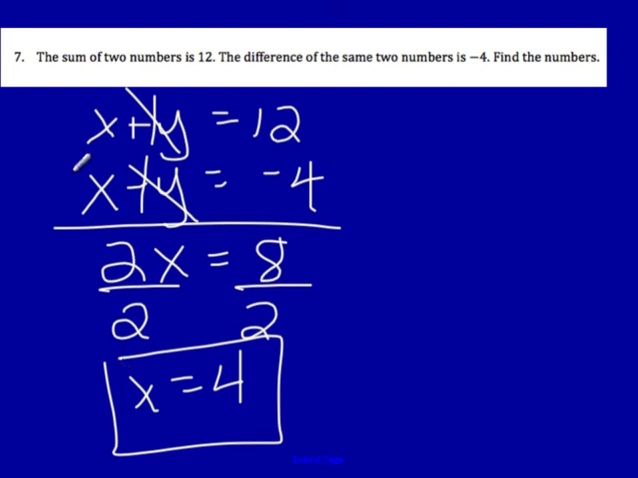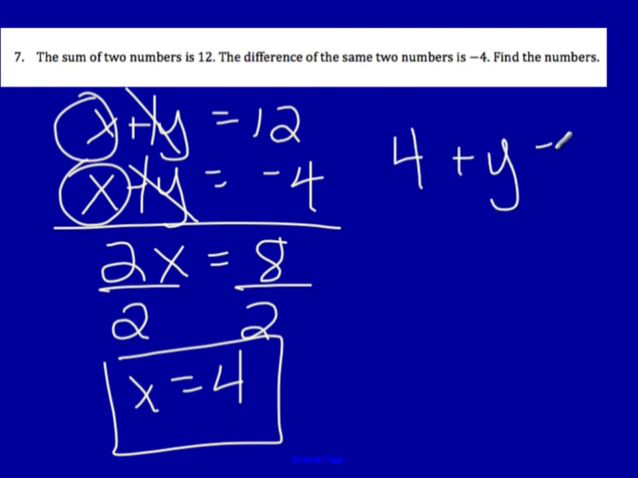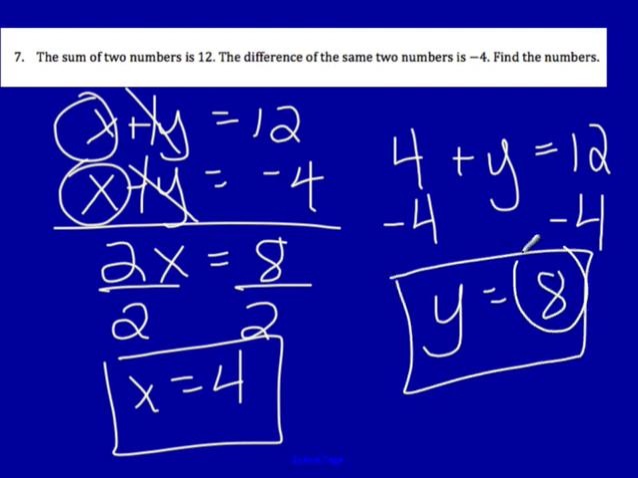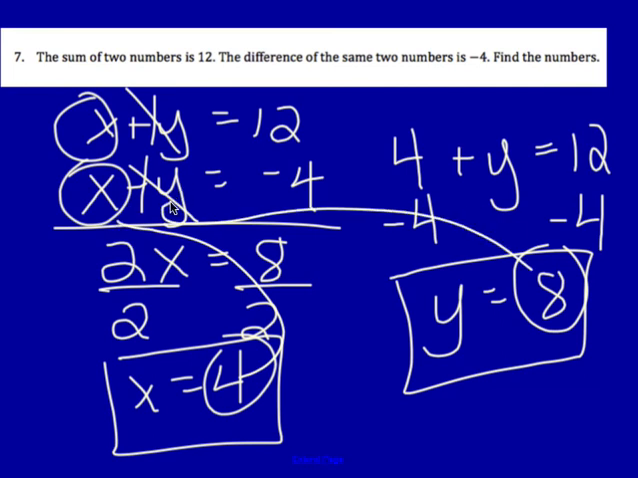Now we need to get the second number, so I can plug it into either one of my equations. I'm going to plug it into the top. So I take x out and I put 4 in instead. So I have 4 plus y is equal to 12. So now to solve for y, I'm going to subtract 4 from both sides, and I'm going to get that y is equal to 8. The great part about this is you can always plug these numbers back in to check your answers. That's one way you can make sure you're doing it right, is you can actually check all of your answers.